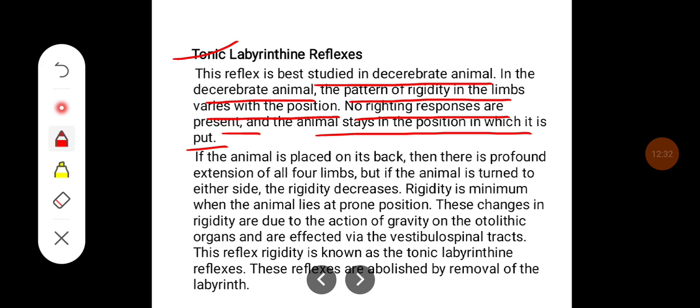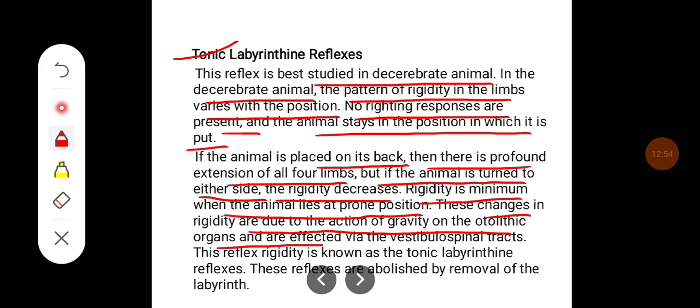If the animal is placed on its back, then there is a profound extension of all four limbs. But if the animal is turned to either side, the rigidity decreases. The rigidity is minimum when the animal lies in the prone position. These changes in the rigidity are due to the action of gravity on otolith organs and are effected via the vestibulospinal tracts. This reflex rigidity is known as tonic labyrinthine reflexes. These reflexes are abolished by removal of the labyrinth.